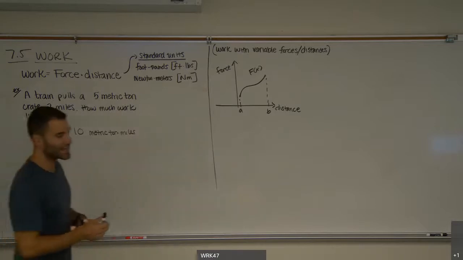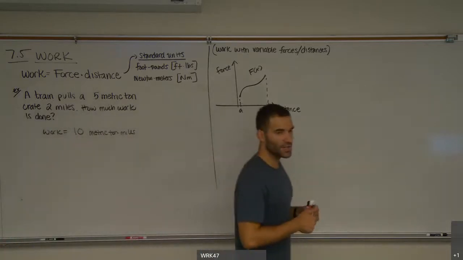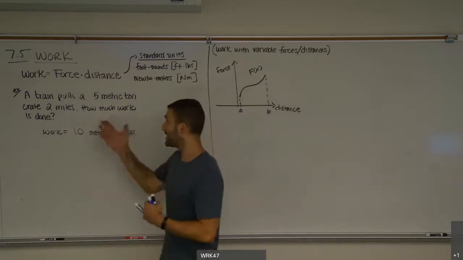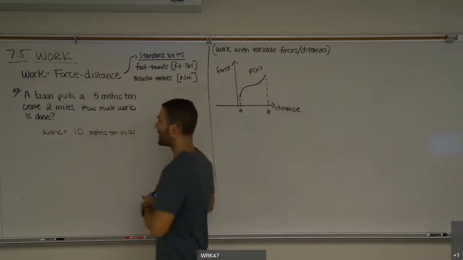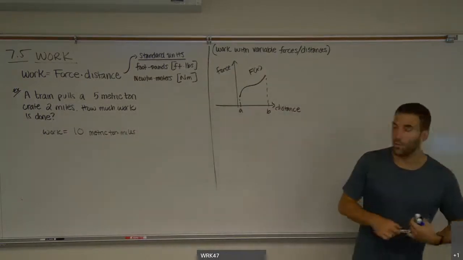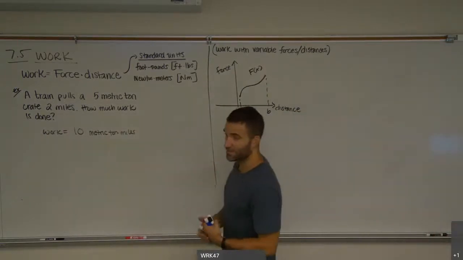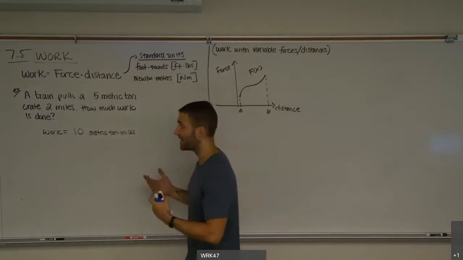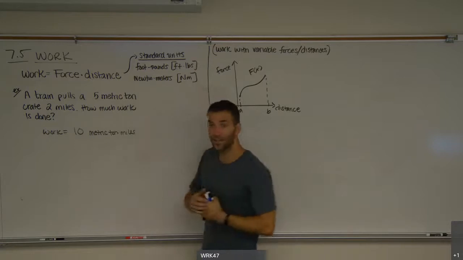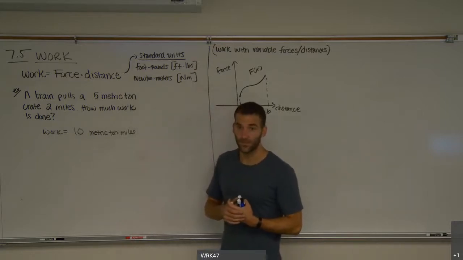So just to give us the idea that A, we don't necessarily always work in the standard units that a physics class would, and B, don't overthink it. It is simply force times distance. We get 10 metric ton miles. Now, of course, if this was all that work was, force times distance, and it was that simple, then why are we talking about it at the end of Chapter 7 in applications of integration? I don't see an interval here. So where does integration come up?